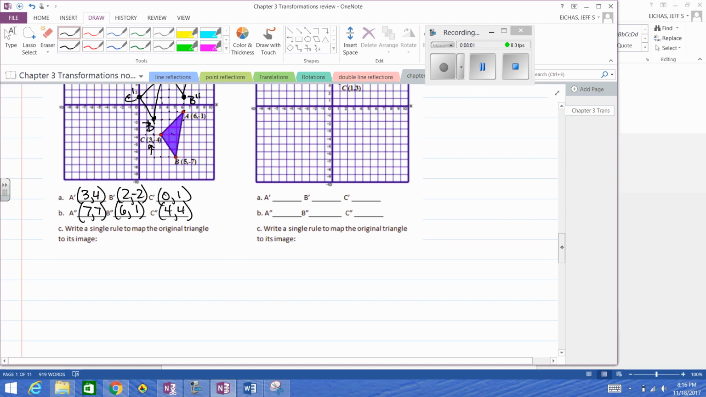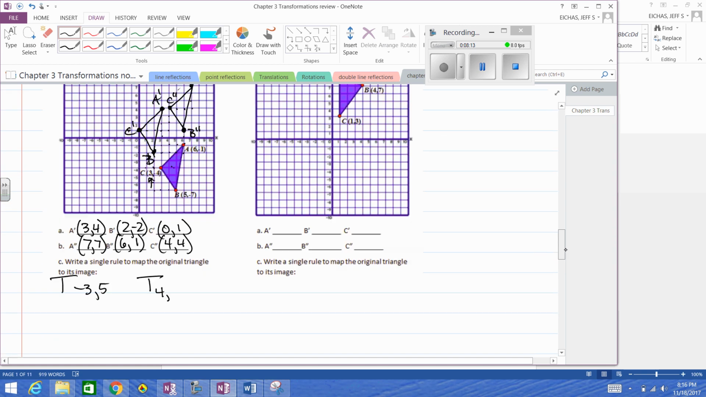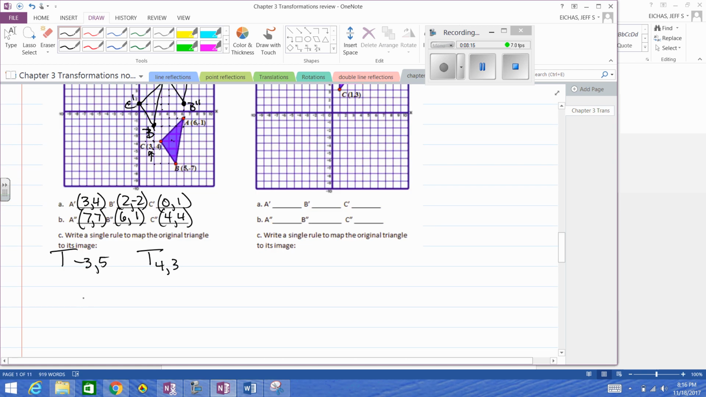Okay, we'll write the single rule. Let's remember we went left 3, then up 5, then right 4, up 3. So a single translation that we could have used would have been right 1, up 8. Here's a rule for it in case they want the rule. This is technically what I mean when I say write the rule. That's what I usually use, but I think either one would be okay.